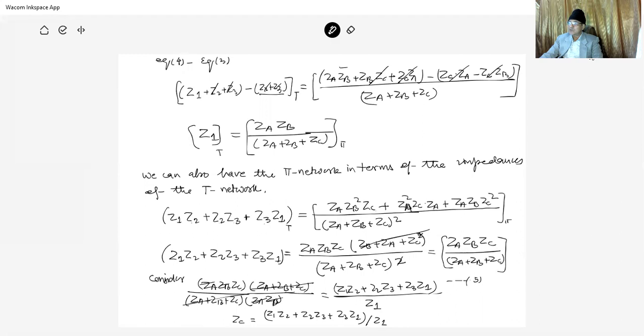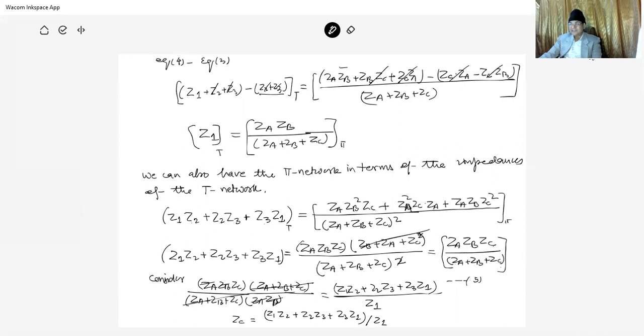So ZB is the square term here, ZA is the square term here, ZC is the square term here. So what is the importance? The importance of this is, if you take common the three multiplication, ZA into ZB into ZC, then we find ZB plus ZA plus ZC. And the denominator has this square factor, so it cancels. And finally we have ZA, ZB, ZC multiplication divided by ZA plus ZB plus ZC.